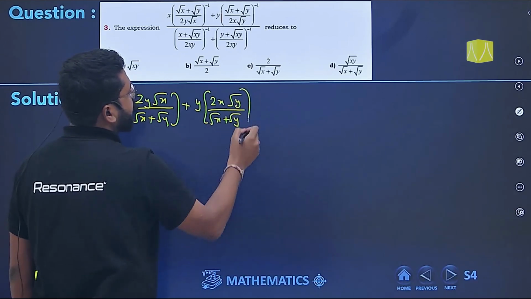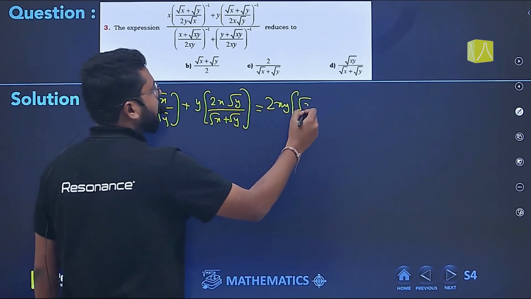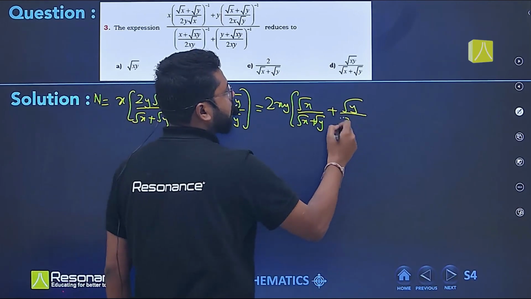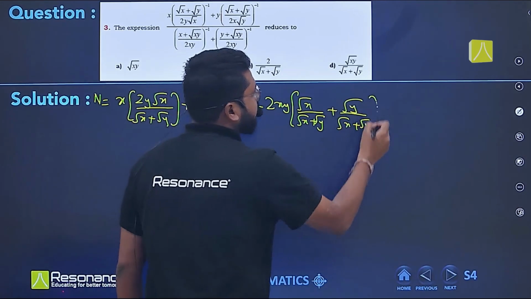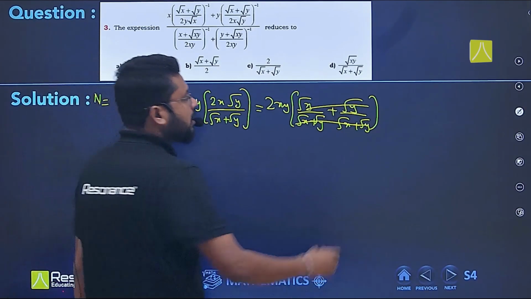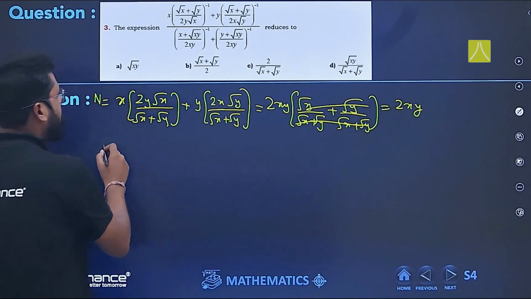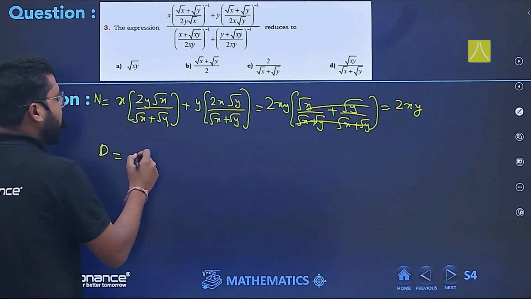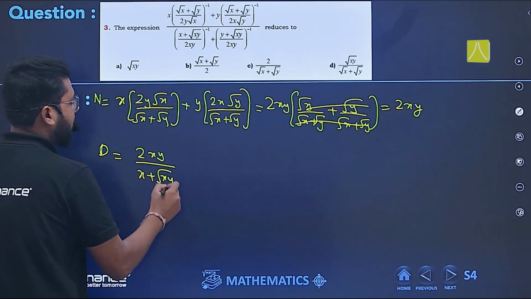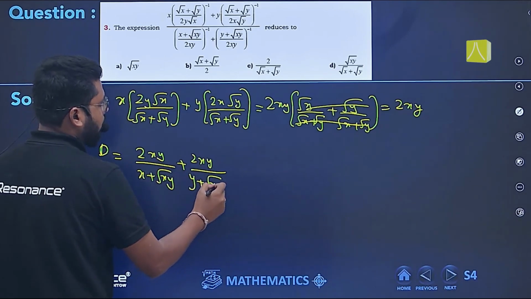We can clearly see that 2xy is common in both the terms, and it will be left with root x by root x plus root y plus root y by root x plus root y. After taking LCM, we can see that these terms will cancel each other. So ultimately the numerator is only 2xy. Now for the denominator part, again the powers are negative, so we'll first make the powers positive by taking reciprocal. So 2x by x plus root xy, then again 2xy divided by y plus root xy. Root is on both numbers.